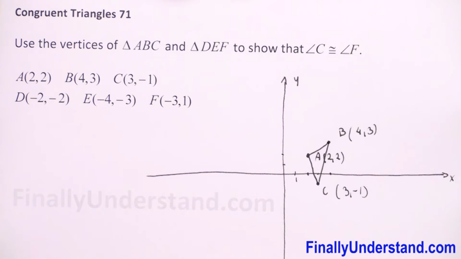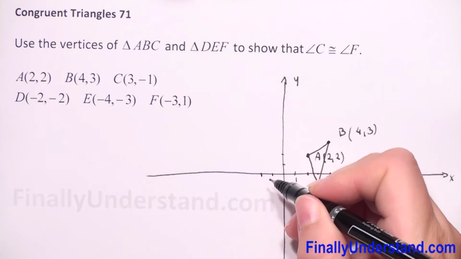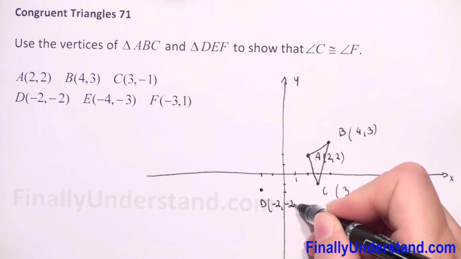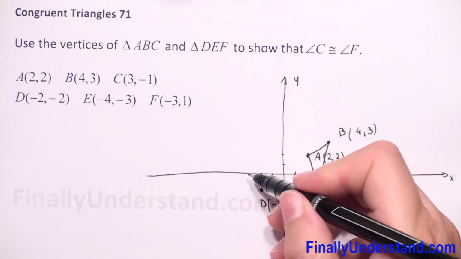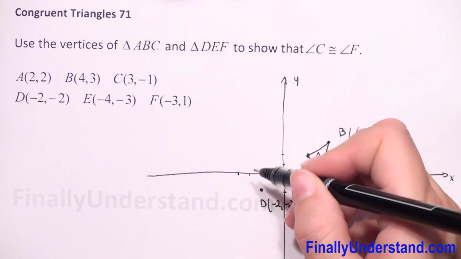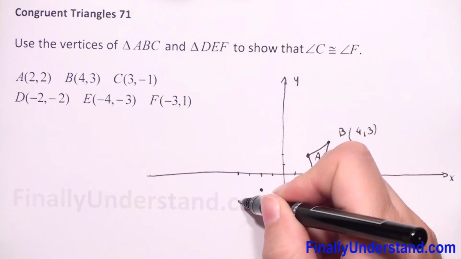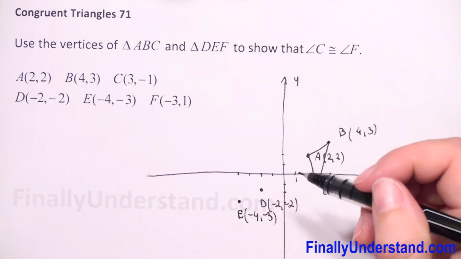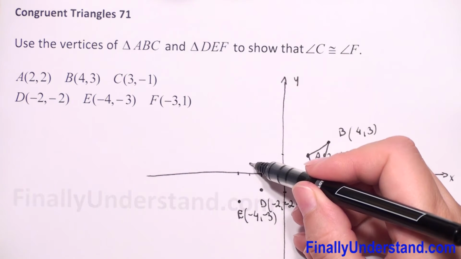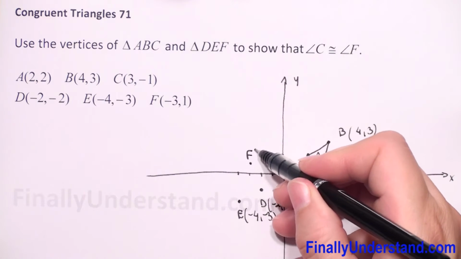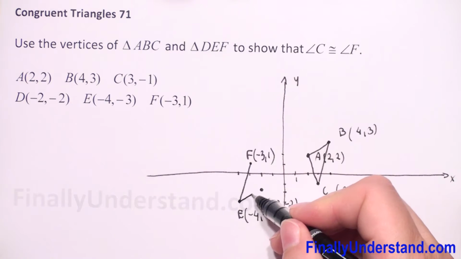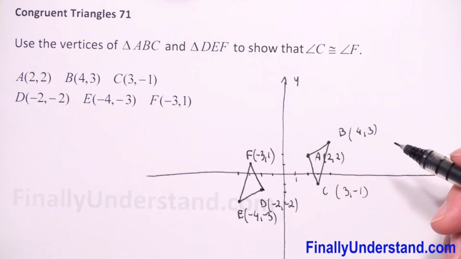Second, triangle DEF. The first coordinate, point D, is (-2, -2). So this is our point D, (-2, -2). Next we have point E, (-4, -3), so we have to go down approximately here. This is point E, (-4, -3), and point F is (-3, 1). So it's approximately here. F, (-3, 1). So now we have to connect these points. We have triangle DEF.